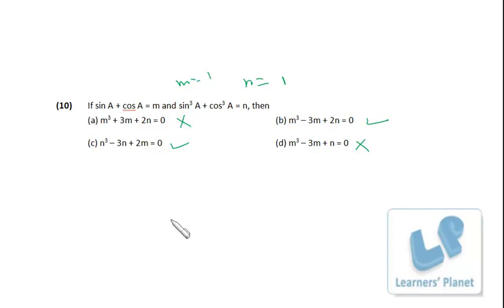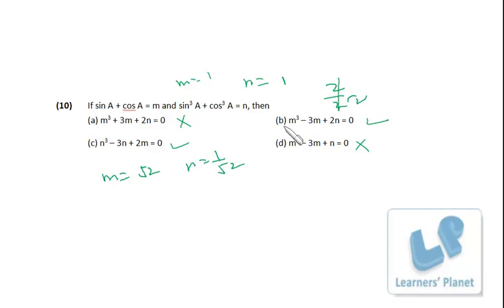So what I do is I assume the value of A to be pi by 4, that is 45 degrees. So sin 45 is 1 by root 2, cos 45 is 1 by root 2. Then m will be 1 upon root 2 plus 1 upon root 2, that is 2 upon root 2, that means root 2, right? Then sin cube A plus cos cube A is 1 upon 2 root 2 plus 1 upon 2 root 2, that is 2 upon 2 root 2, so I can say 1 upon root 2. So n is 1 upon root 2, right?